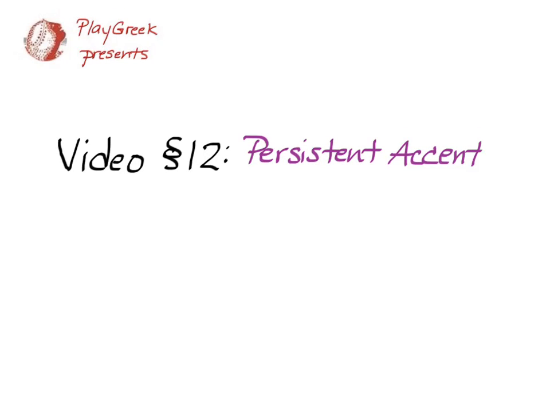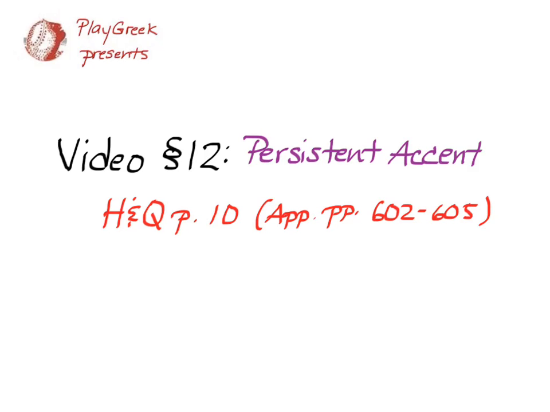This video goes with Section 11 of Hansen and Quinn's Greek Unintensive course and covers the persistent accent. You can refer to Hansen and Quinn, page 10, for their coverage of the material, which they revisit in the appendix, pages 602 to 605. This video assumes that you've already taken in the video for Section 10, Rules for Accent. Click in the blue box now if you need to review it.